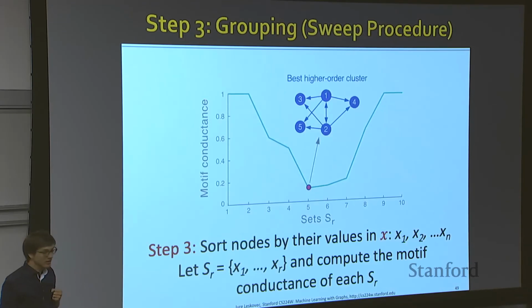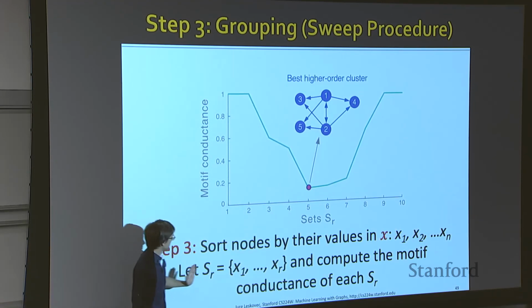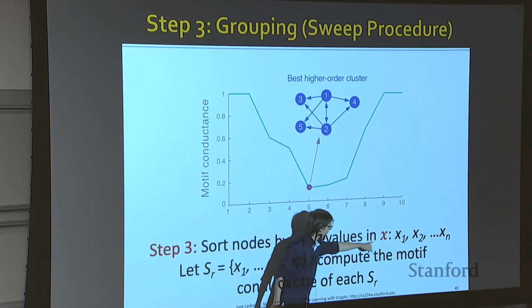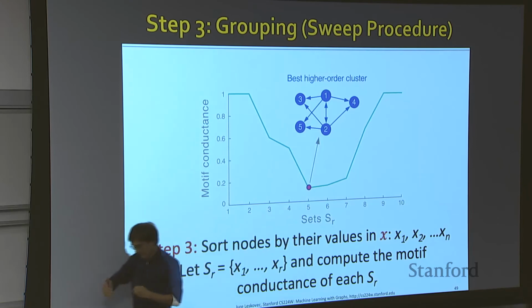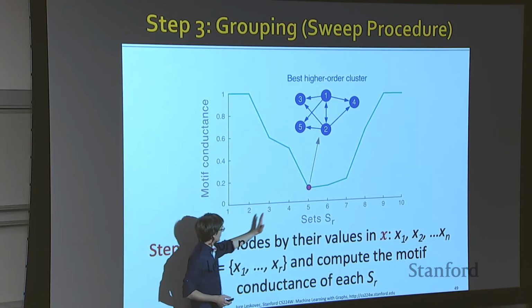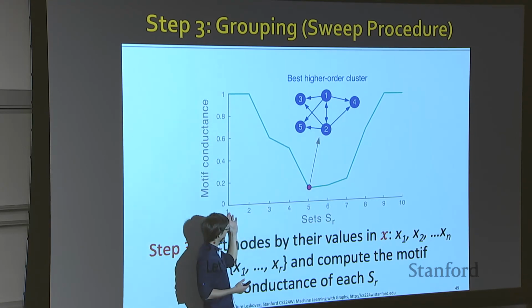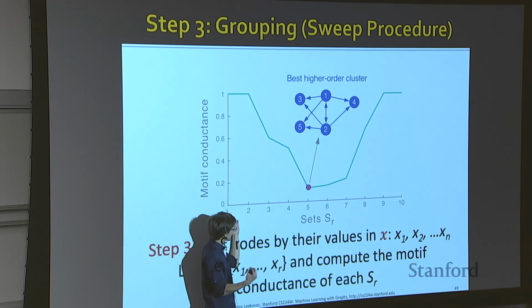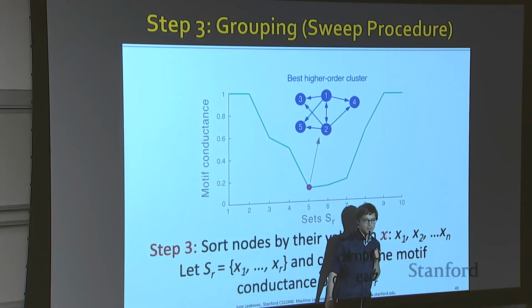Here is one way to think of this. The way you can plot things now is to say, let me sort the nodes in X according to the value in the eigenvector, right? So these are x1, x2, x3, x4, x5, and so on. And these nodes are sorted so that this is the smallest value in the vector x, and this is the largest value in the vector x.